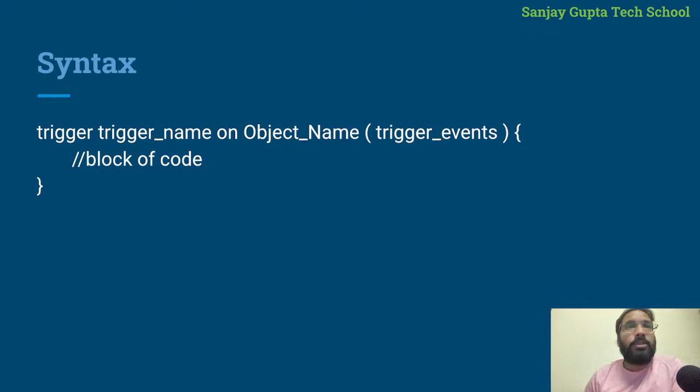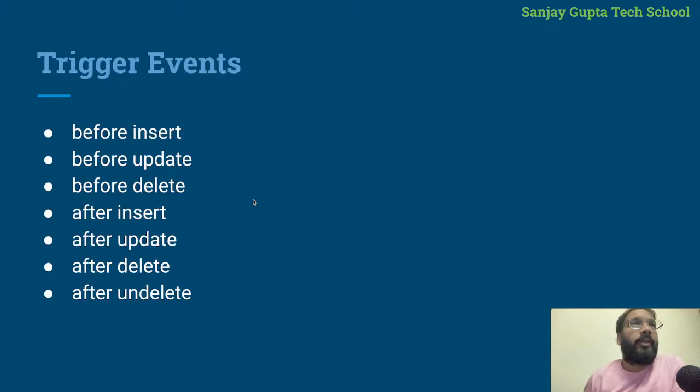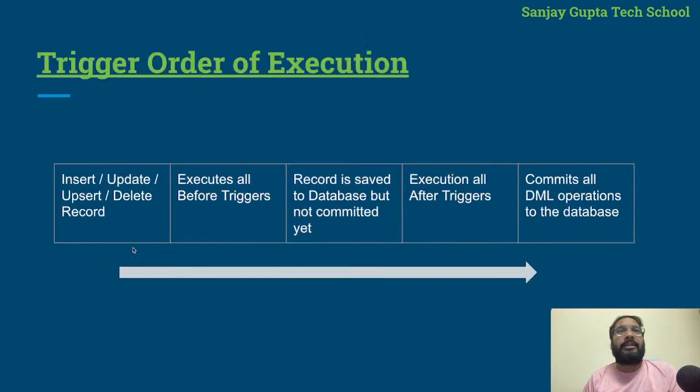Okay, so moving forward, here we have trigger events. We have a total of 7 events: before insert, before update, before delete. So in the before case we have 3, and in after we have 4: after insert, after update, after delete, and after undelete. Right? So these are the total 7 events available that we will be using while implementing the trigger. Okay, and with names like insert, update, delete, it is clear when this event will be working.